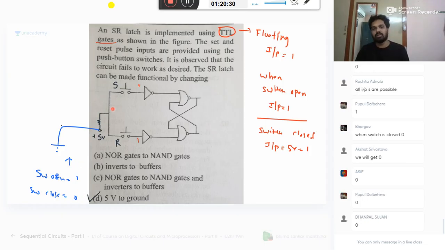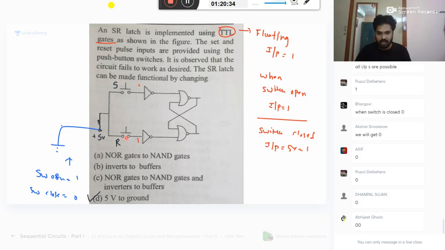You open it: 1 1; close it: 0 0; one open, one close: 0 1, 1 0. All things can be possible. So what is the required condition? What is the required condition? The 5 volts voltage source should be replaced by ground.